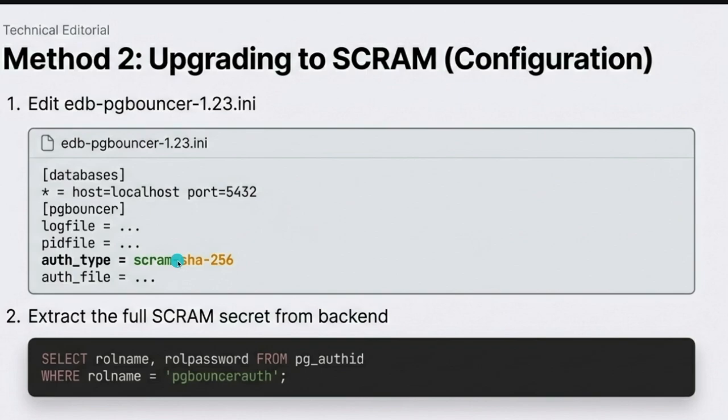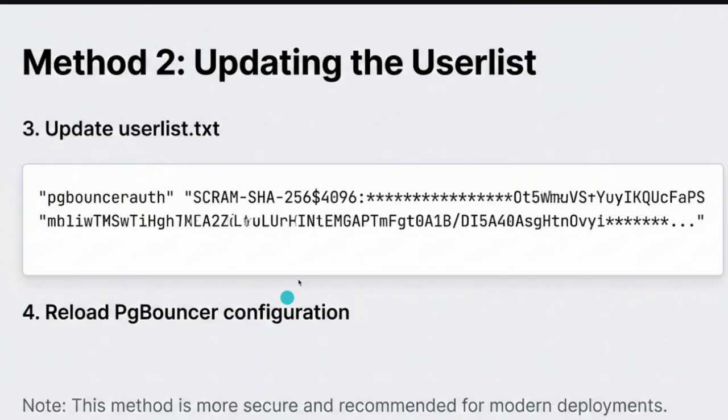One more thing: instead of MD5, you can modify the auth type to SCRAM-SHA-256. To extract the SCRAM-SHA-256, you use pg_authid, where you can get the role name and role password, which means the name and password can be obtained over here. Once you get the details, you can update the SCRAM-SHA-256, and then reload pgbouncer. This is the most secure method and recommended for modern deployments.